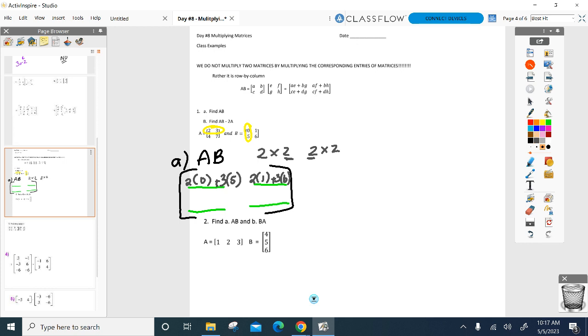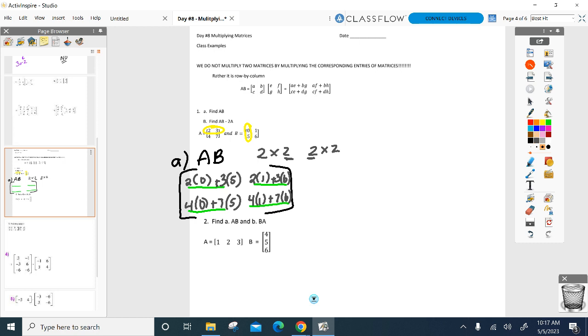All right, now we go to row 2. 4 and 7. So row 2, let's do with column 1, 0, 5. So ready? 4 times. What are you going to multiply the 4 by? 0 plus 7 times 5. Row 2, column 1. And now finally I do row 2 and column 2. 4 times 1 plus 7 times 6.